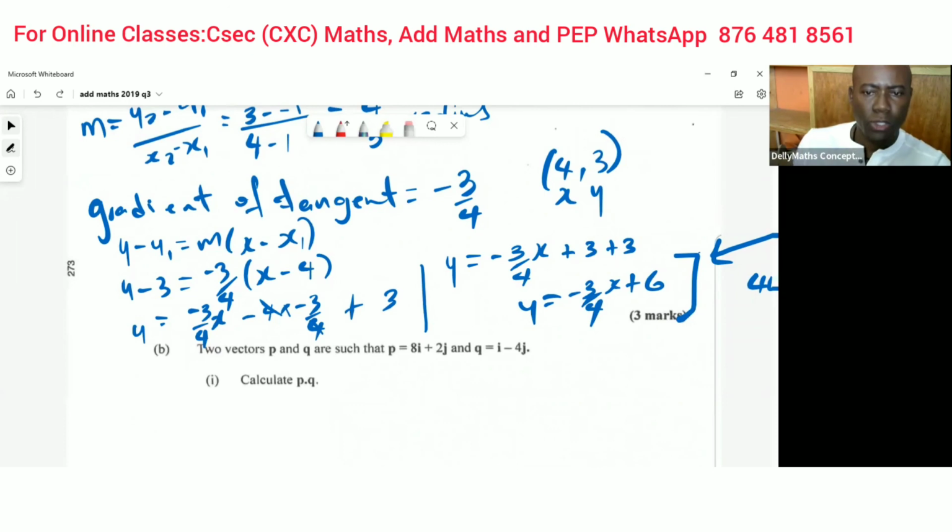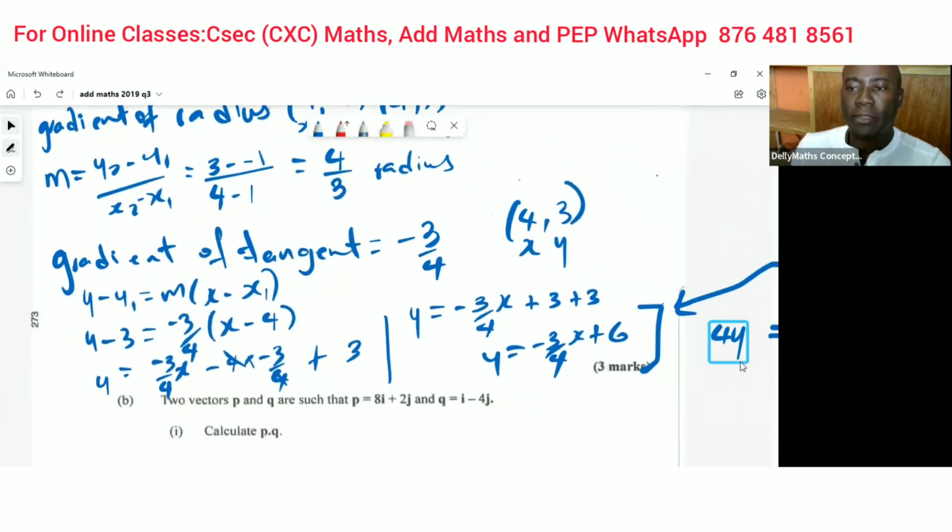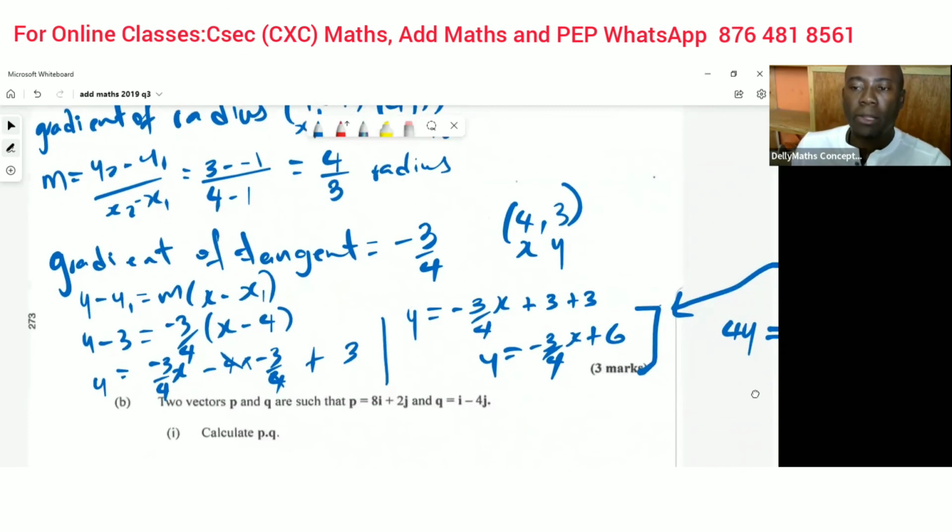All right. So with that said, that is question 3A. Question 3B will be coming up, where we'll be looking at the vector aspect of this.